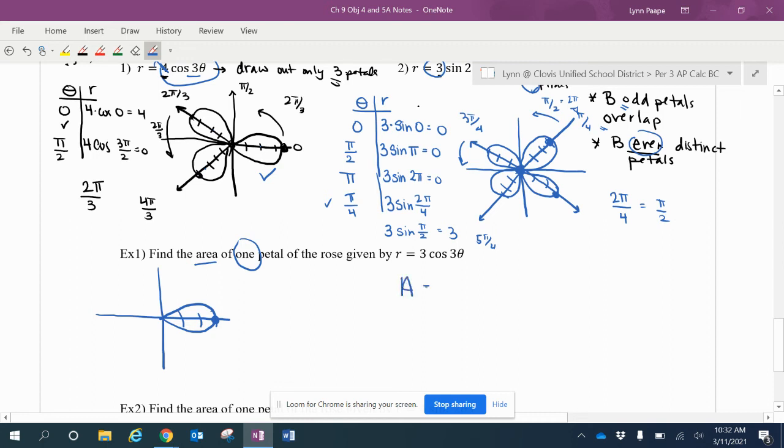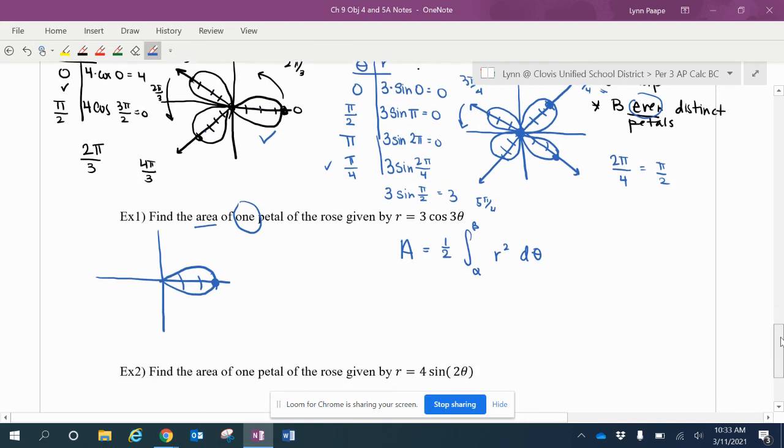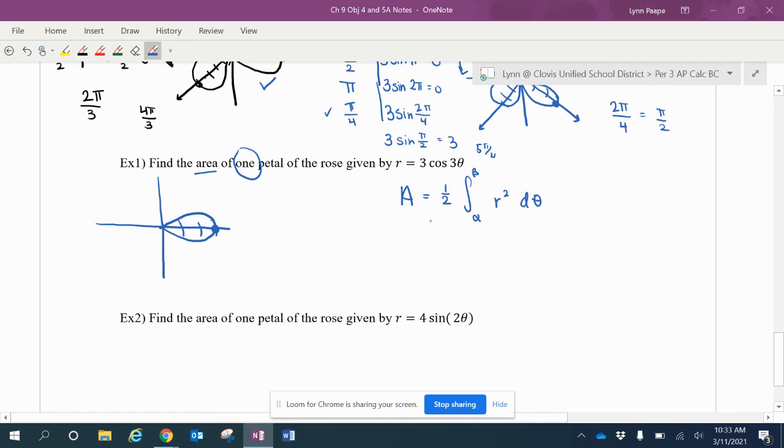So the area formula is 1/2, and then the integral from alpha to beta of r squared d theta. And so that's just from above. So we have our r. So the hardest part of this whole thing is trying to find our alpha and beta. So our alpha and beta is the lines that kind of sandwich the graph. Let me try to draw that a little better.